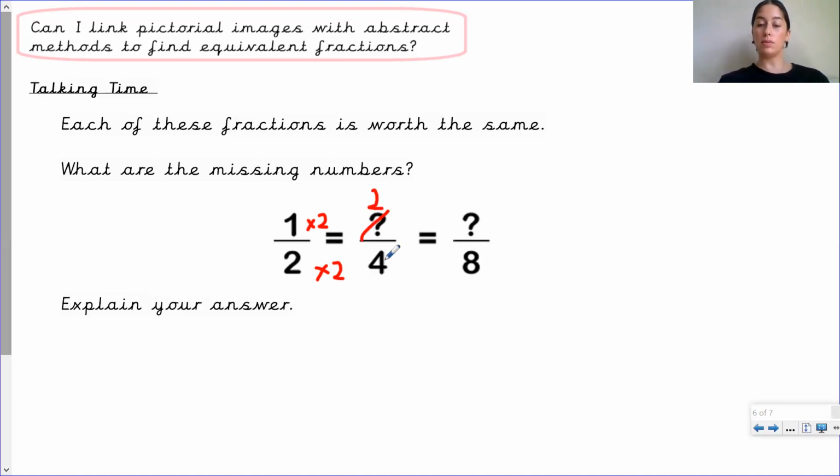Now let's look at 2 quarters and something over eighths. What has 4 been multiplied by to give us 8? By 2 again. So 4 times 2 equals 8, and 2 times 2 equals 4. So we had to multiply the numerator by 2 as well. Can you continue the pattern and find more equivalent fractions for 1/2?